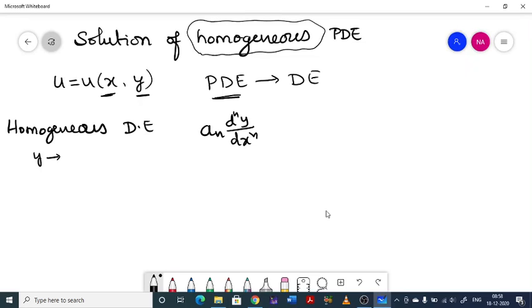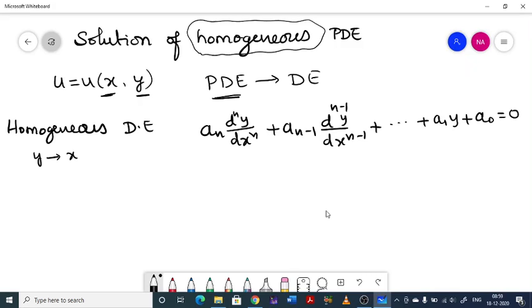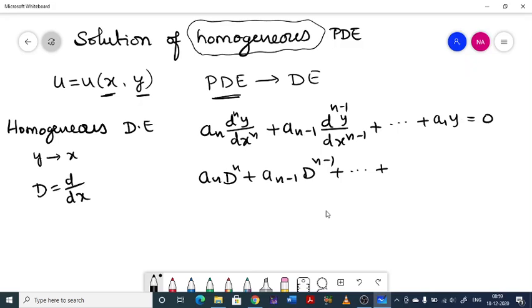Say here y is a function of x, only one dependent variable, one independent variable, plus a(n-1) d^(n-1) y by dx^(n-1) plus and so on, a1 y plus a naught equal to 0. Think of this constant term as not appearing. Or by taking capital D equal to d by dx, I can write this in the form an D^n plus a(n-1) D^(n-1) plus and so on, a2 D^2 y. Okay, it should be dy by dx.